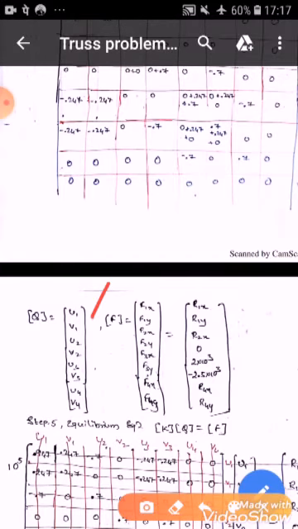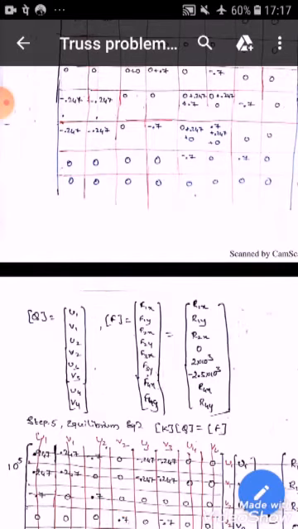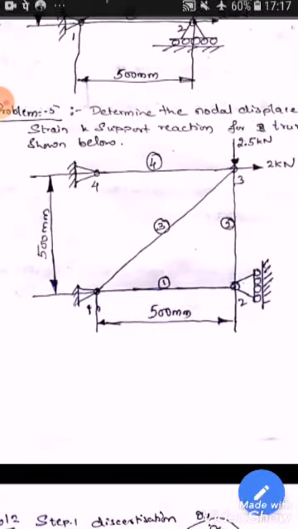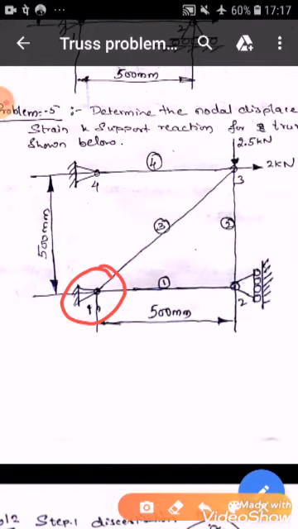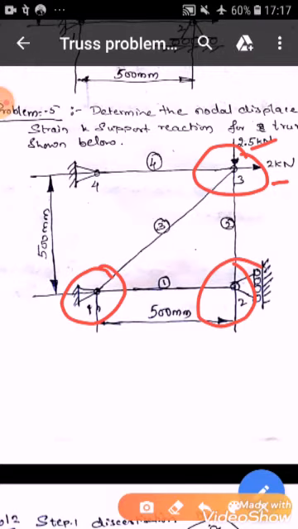The global displacement vector is u1 v1 u2 v2 u3 v3 u4 v4, and the global force vector has to be written. For you to write the global force vector, refer to the question. Check it. My first node is not applied with any force, and the second node is also free with no forces. But at the third node, forces are applied, one in x direction 2 kN, and in y direction 2.5 kN. And node 4 is free, meaning forces are not applied on it.